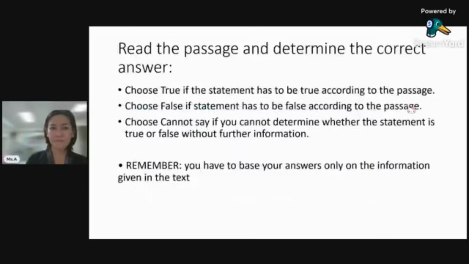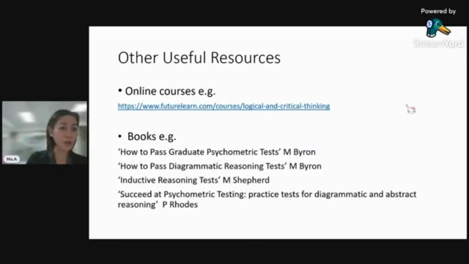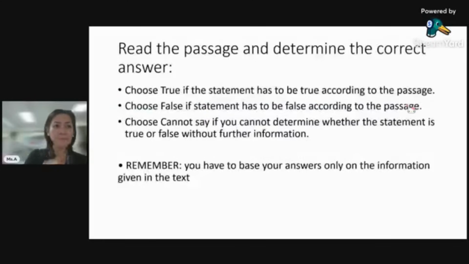Okay. So there are also useful resources. Ito pong mga diagrammatic reasoning test na to are also sometimes being used for psychometric testing, yung aptitude tests. So, ayan. So like for example, this one for passage. Ito medyo nakakaantok to eh. Lalo na po pag sobrang haba ng mismong passage.